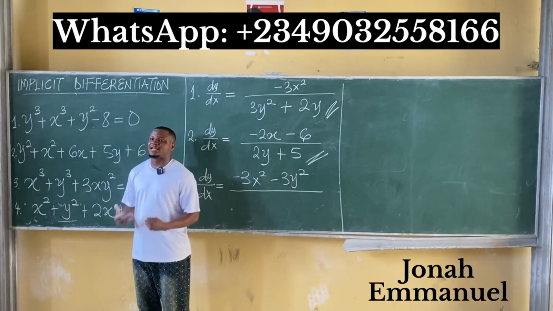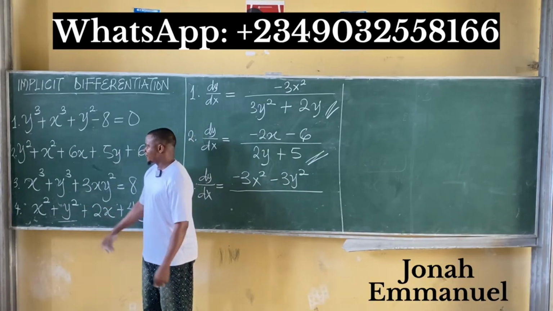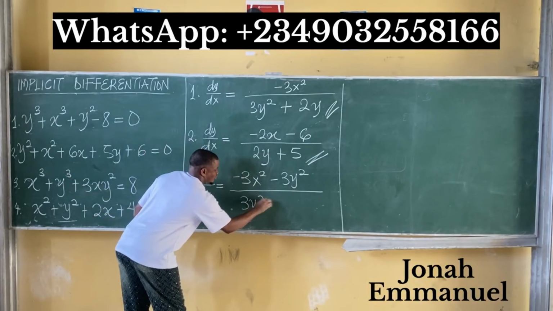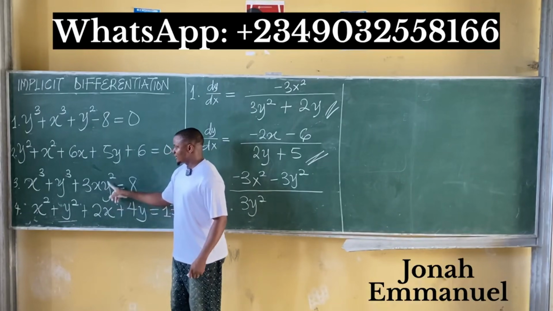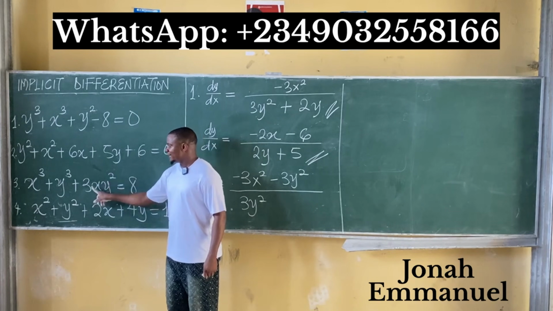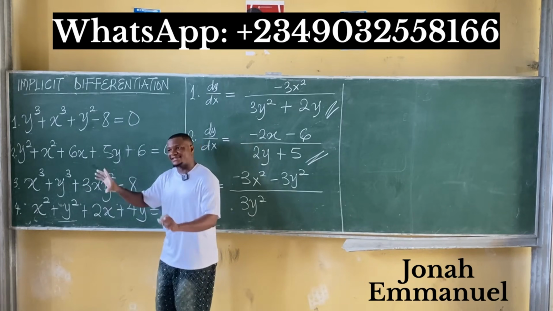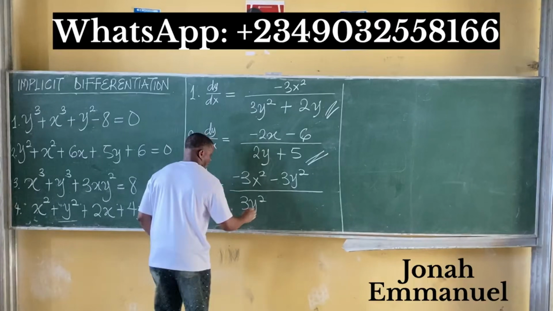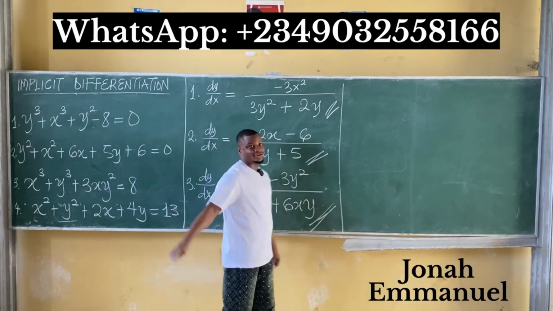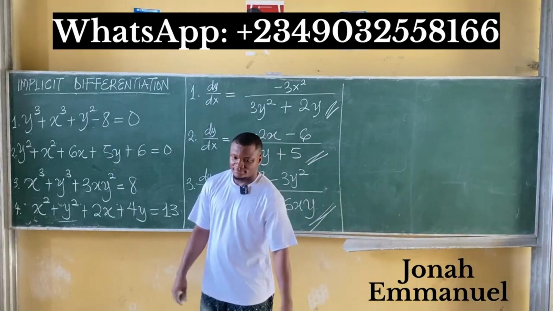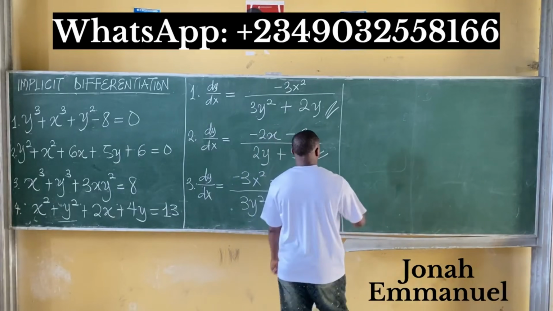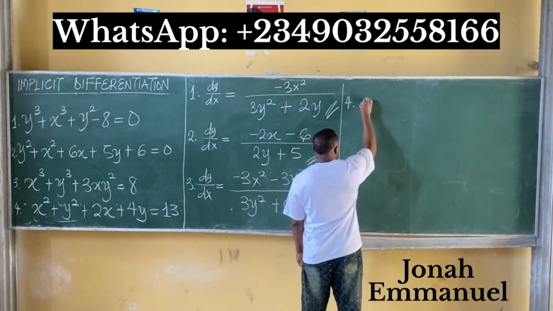y is in its natural position. Differentiate y cubed. What do you get there? So I'm having 3y squared. The sign will not change. You're having y squared here. Differentiate y squared. What do you get there? 2y. 2y times 3x gives you 6xy. The sign will not change. So I have plus 6xy. This is somebody's exam question.